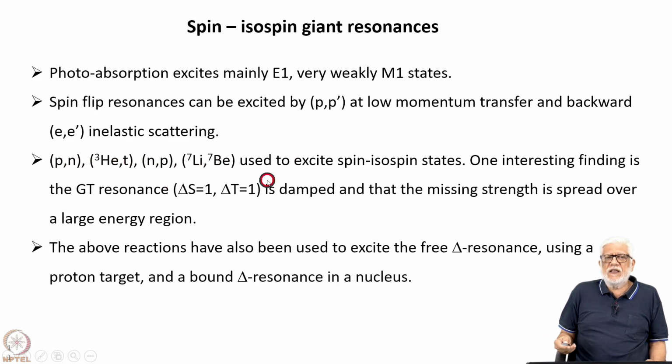One interesting finding is that the Gamow-Teller resonance, where delta S equal to 1, delta T equal to 1, is damped, and the missing strength is spread over a very large energy region. These spin isospin excitations, using such projectiles and reaction channels, have also been used to excite the free delta resonance, that means on a proton, but also bound state delta resonances in nuclei.